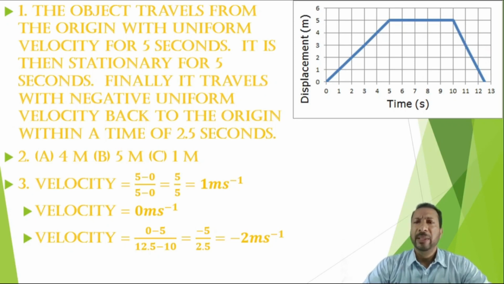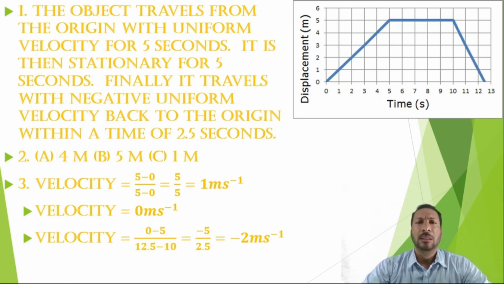Next, what is the displacement at the time of 4 seconds? How do we determine that? We go to 4 on our horizontal axis, which is the time axis, and we read off the corresponding displacement value on our vertical axis. That corresponds to 4 meters. When the time is 9 seconds, then that corresponding value is 5 meters. And finally, when the time is 12 seconds, then that corresponding value is 1 meter.